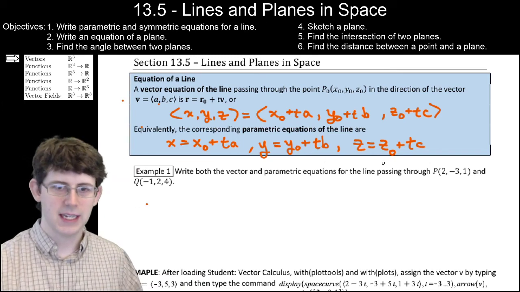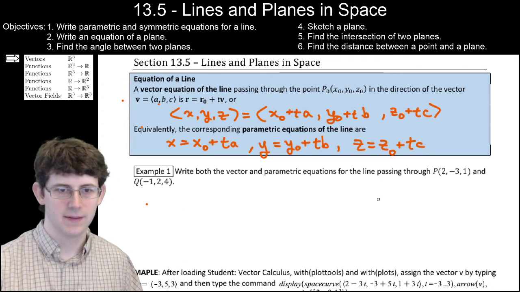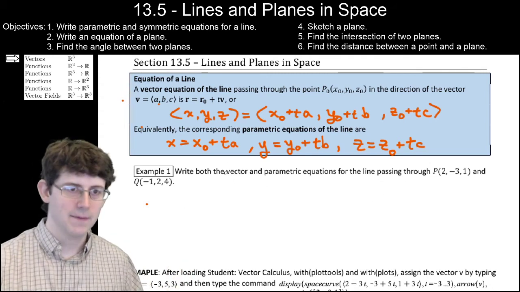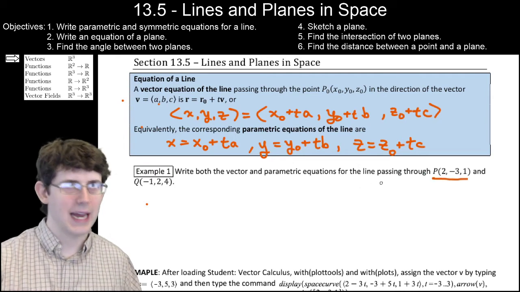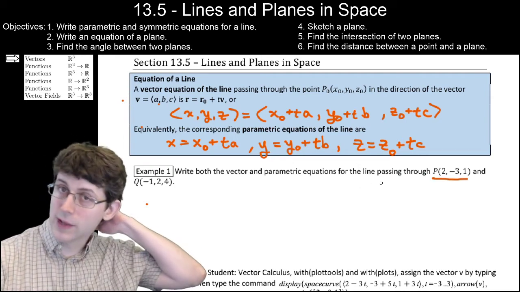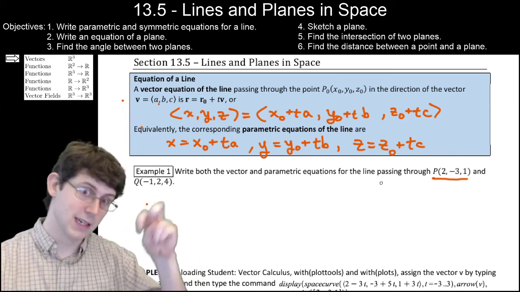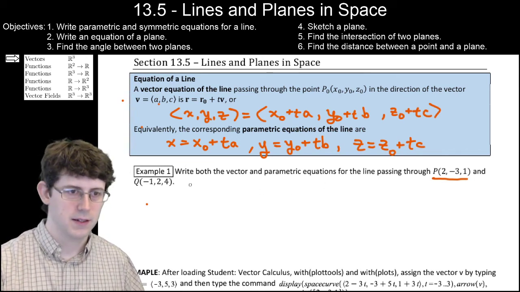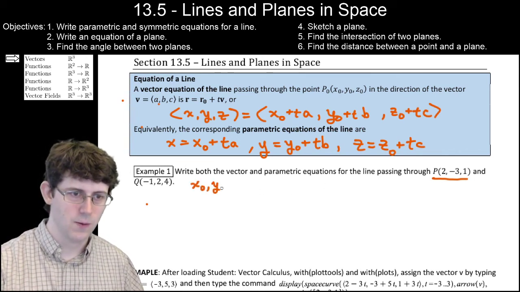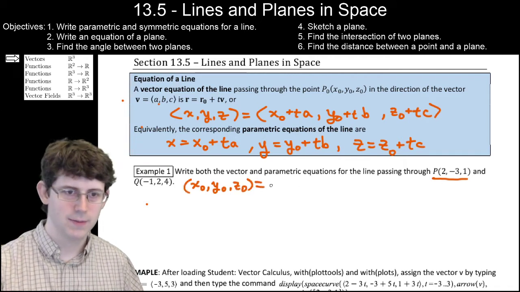Okay, so this one says here's 2 points. Just write an equation of a line between these 2 points. Okay, you pick one of them to be the base point. You had to do this even back in pre-calculus when you had 2 points and you were trying to draw a line between them. You had to pick one to be the base point. It doesn't matter which one you pick, but I'll just pick this one. So x naught, y naught, z naught will be 2, minus 3, 1.